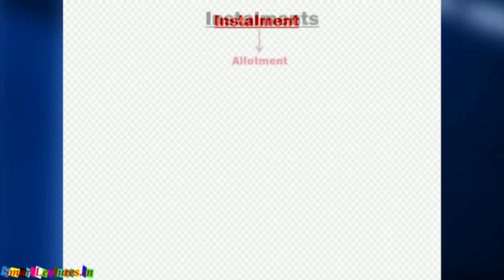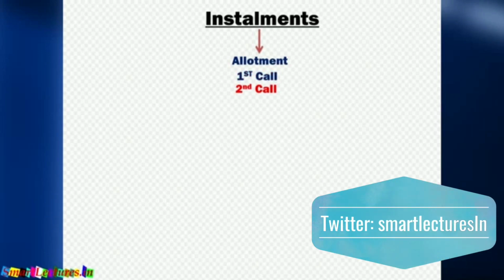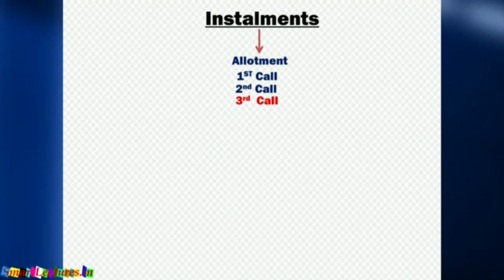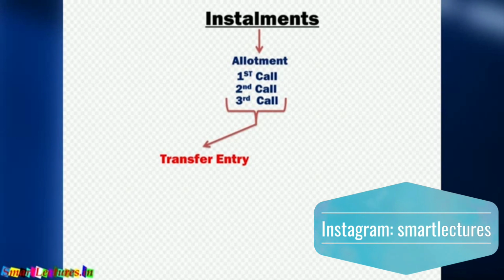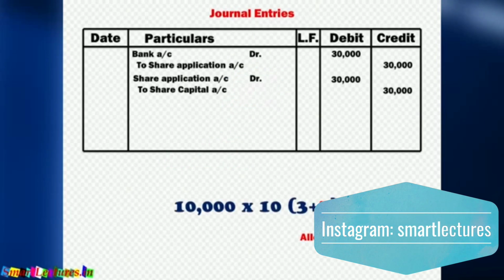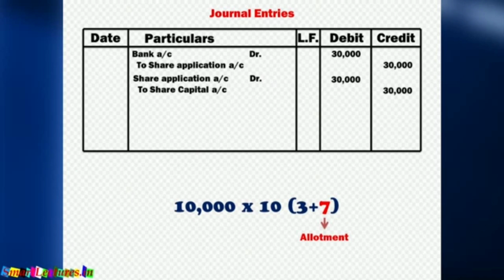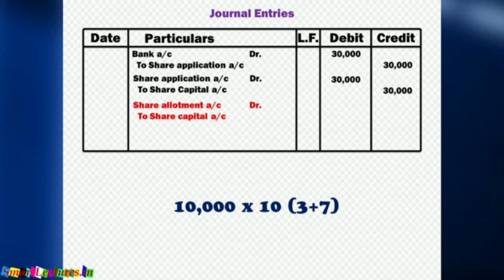So I'm going to pass journal entries for allotment, means two journal entries. First of all, share allotment to share capital and then bank account debit to share allotment. And the amounts will be 10,000 into 7, 70,000 for both of them. So in this way, you must have noticed in receipt entry, bank account is debited, and in transfer entry, share capital account is credited.